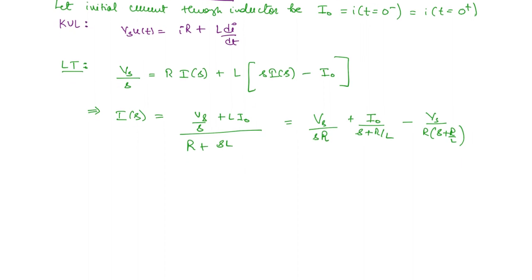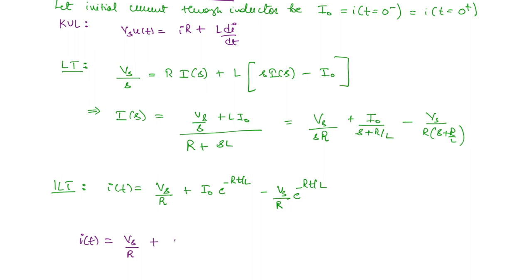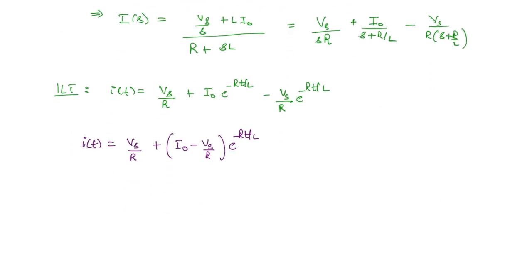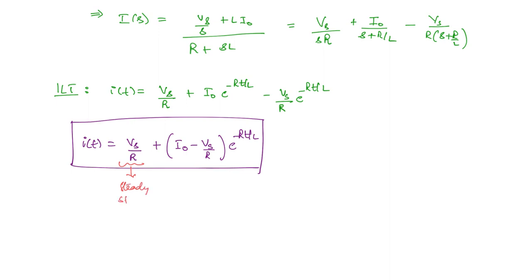Okay. So now if you apply the inverse Laplace transform, then you are going to get I of t is equal to Vs by R plus I naught e to the power minus Rt by L minus Vs by R e to the power minus Rt by L. Okay. So now can you divide this in terms of the steady state response and transient response? That is one way of writing it. First we will write that I of t is equal to Vs by R, the steady state value, plus I naught minus Vs by R e to the power minus Rt by L. This is the transient value, right? So steady state value, and this is the transient value because it is an exponentially decaying part.